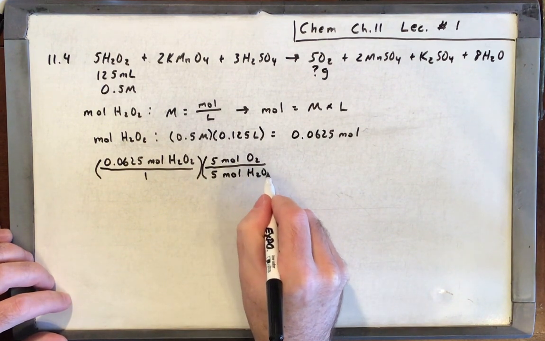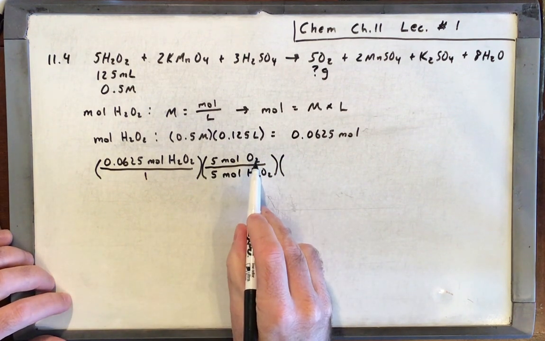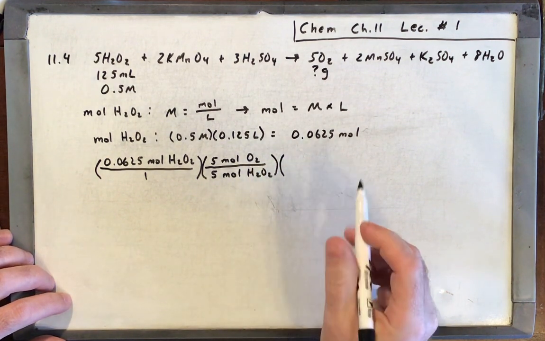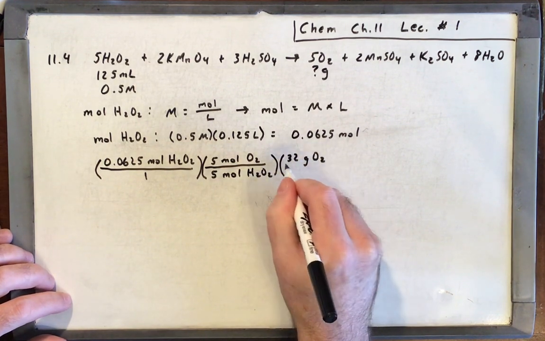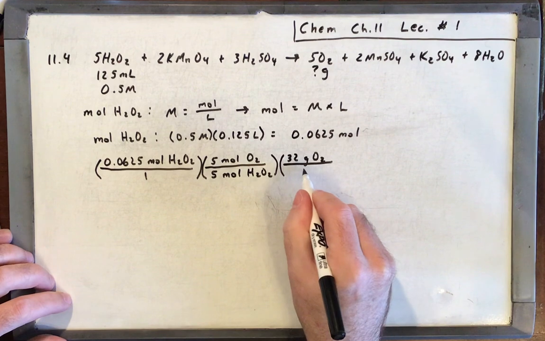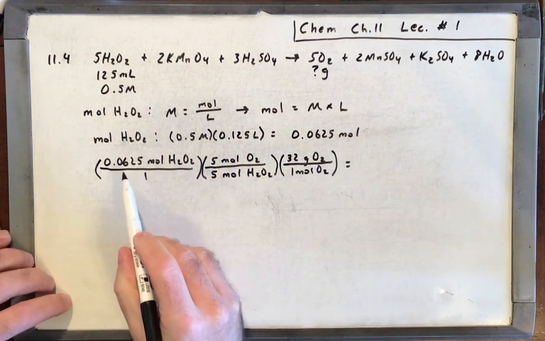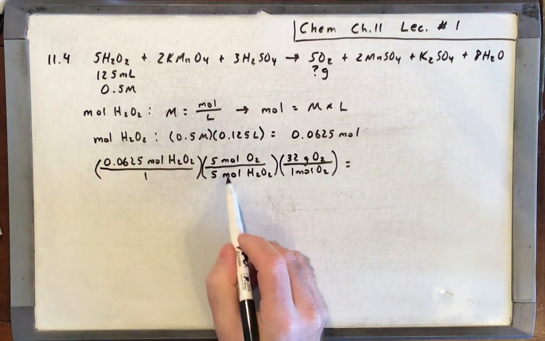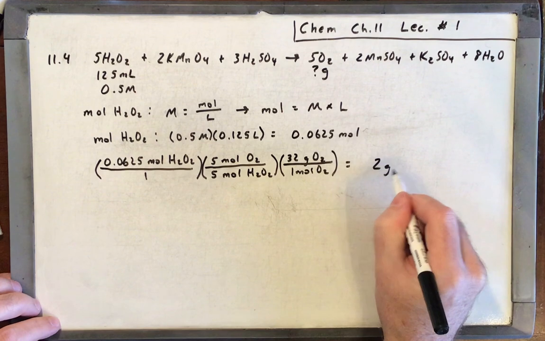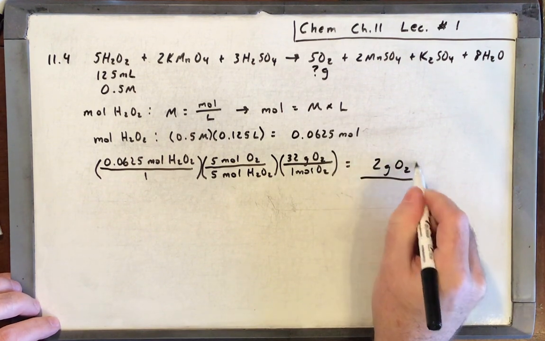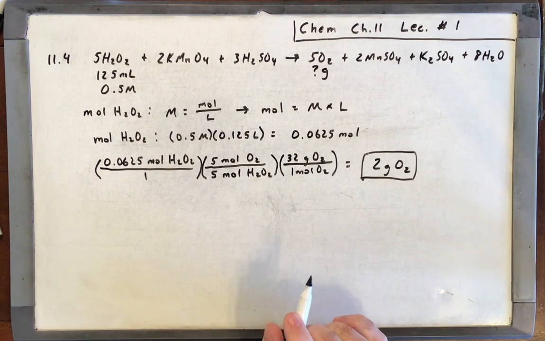5 moles of H2O2. And then if you look on your periodic table, each oxygen weighs 16 grams per mole. So that's going to be 32 grams of O2, since there's 2 of them, over 1 mole O2. So in your calculator, 0.0625 times 5 over 5, so just times 1 times 32. And that is 2 grams of O2. So just like chapter 10.